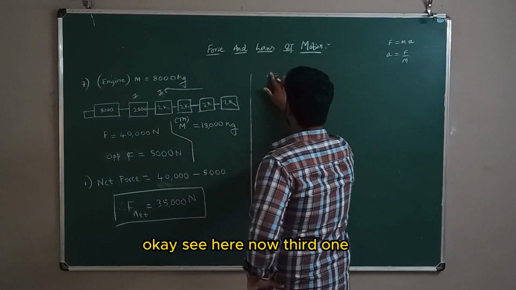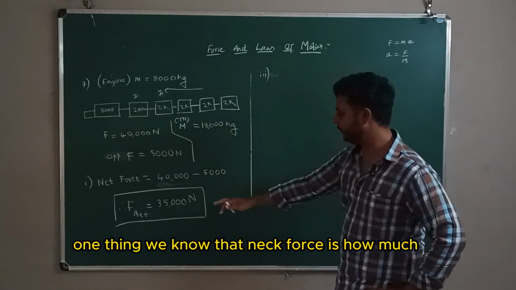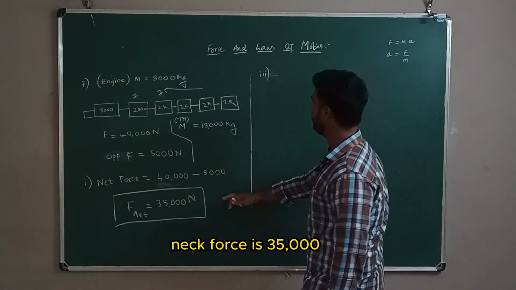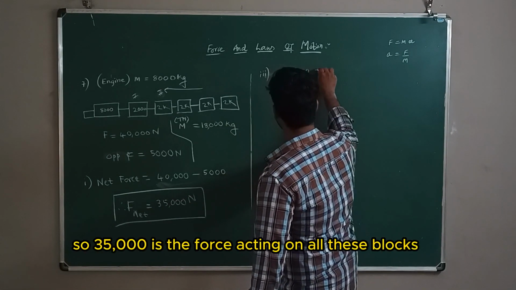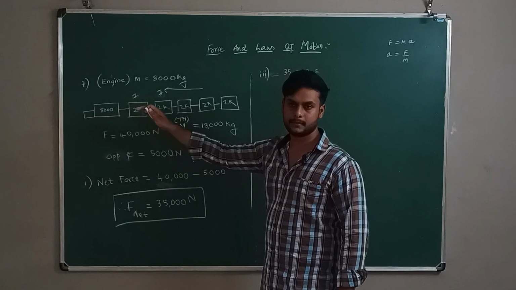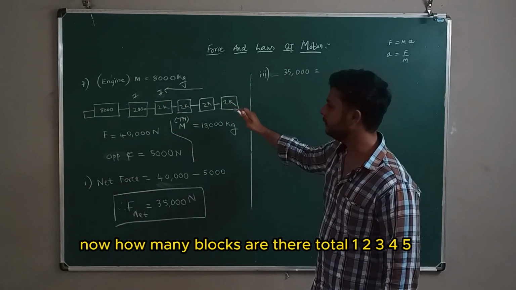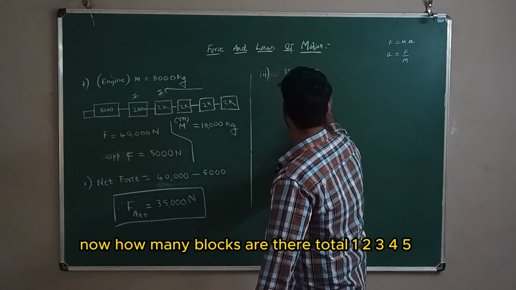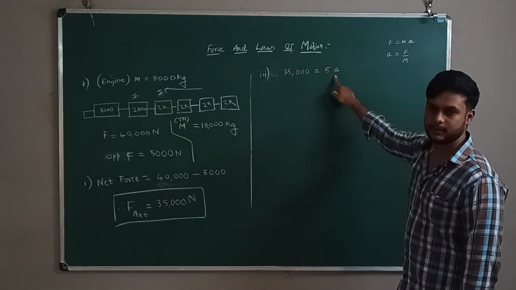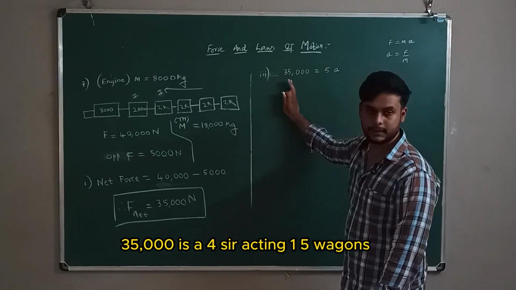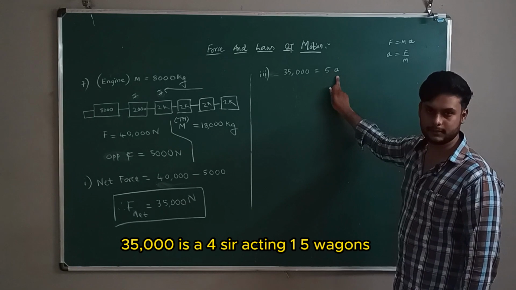Okay, see here now. The third one. First, one thing we know is that the net force is 35,000. So 35,000 is the force acting on all these blocks. Now how many blocks are there in total? 1, 2, 3, 4, 5. So there are 5 wagons. Wagons I'm taking as A. 35,000 is the force acting on 5 wagons.